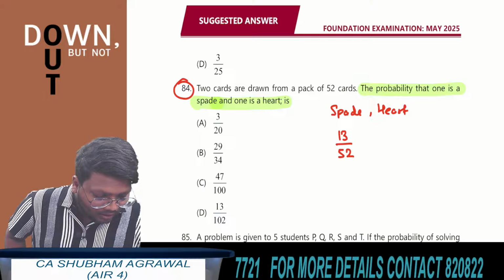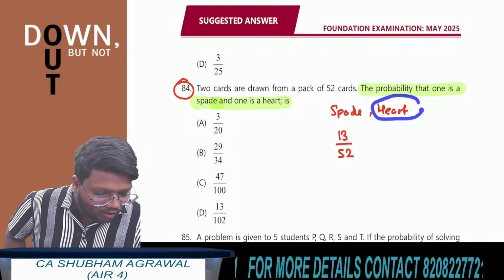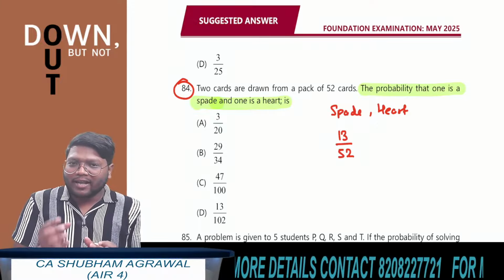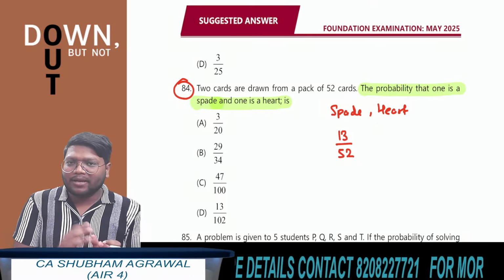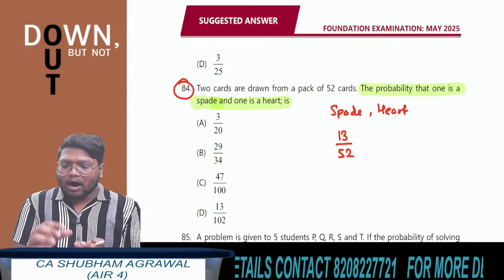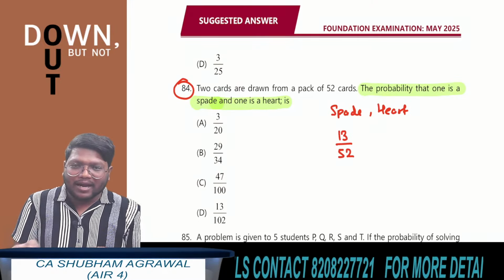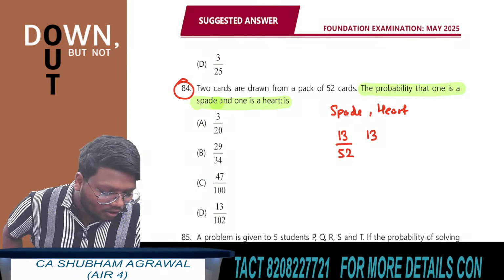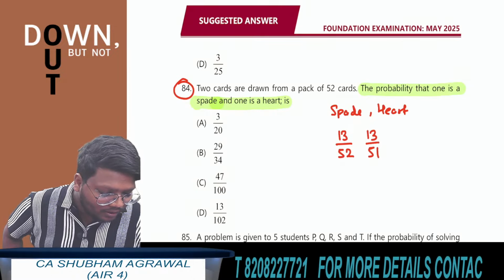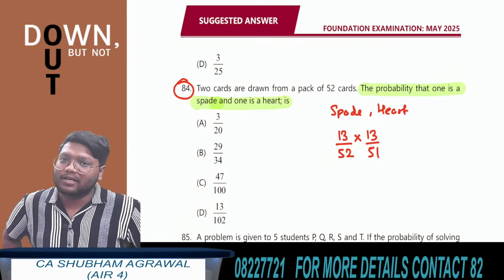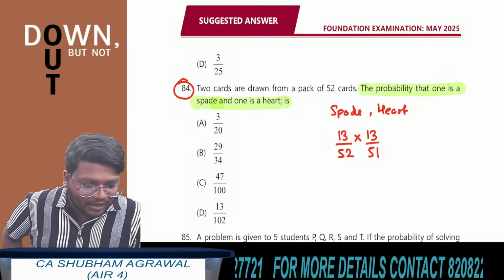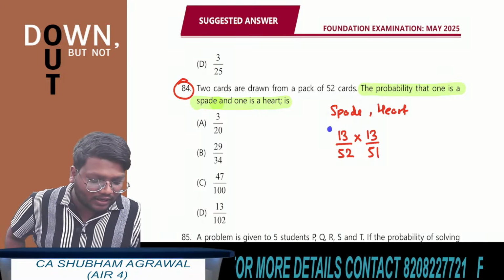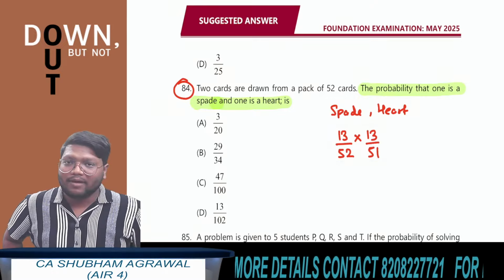Now, what is the probability that a card drawn at random is of heart? See, already we have picked one card. So how many cards are remaining now? 51 cards are remaining. Now out of these 51 cards, how many cards are there of heart? 13. What is the probability that the other card drawn is of heart? 13 by 51. So the probability that the first card drawn is of spade and the second card drawn is of heart is 13 by 52 multiplied by 13 by 51.